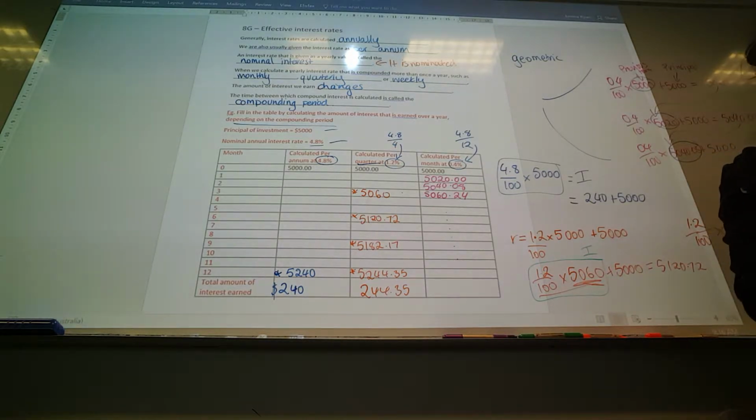So it should be 0. You didn't. 0. 100. It's 20. Plus that to 5,000. 5,020. 0.4 divided by 100, times 5020.